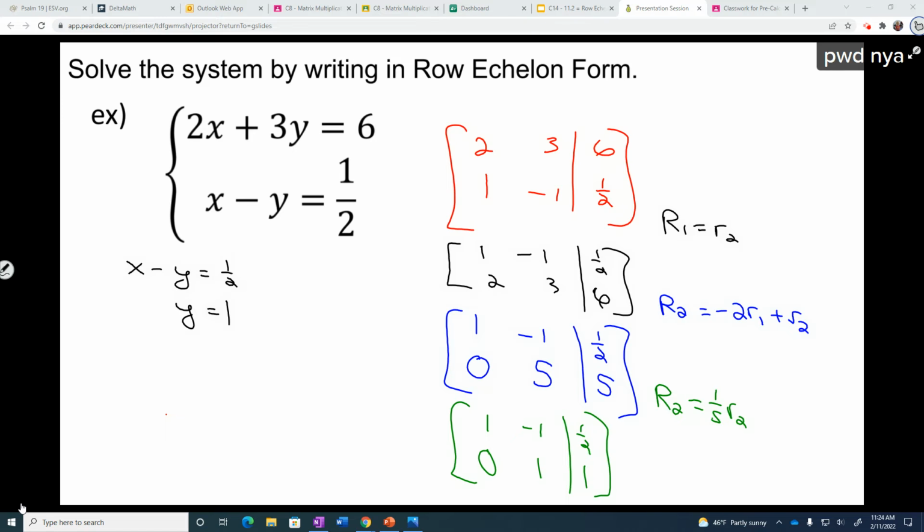So we got y. Take this and then plug it in there. X minus 1 equals half. We just add the 1 over to get us 3 halves. And the answer is 3 halves.